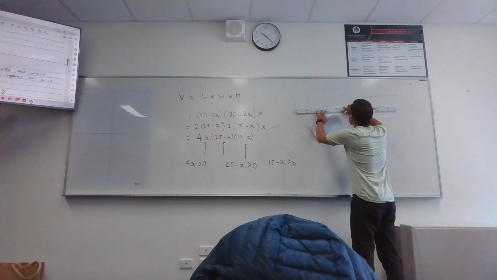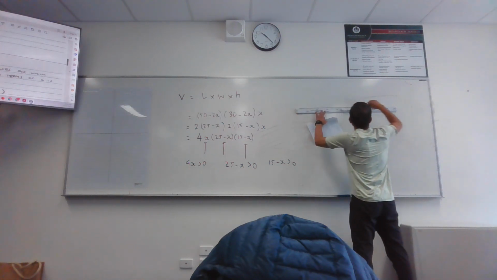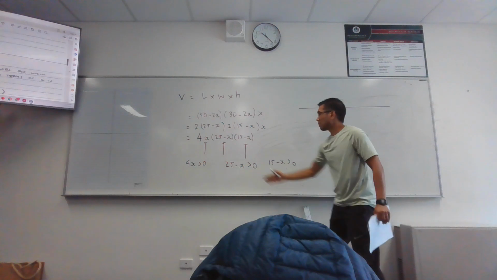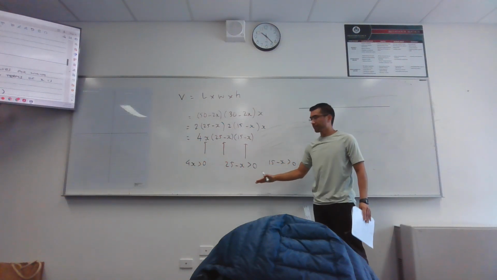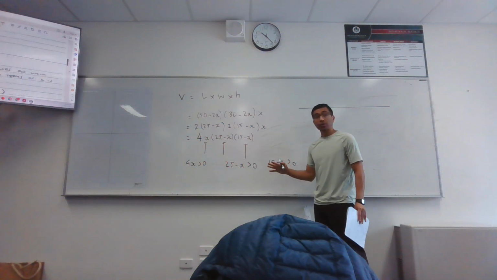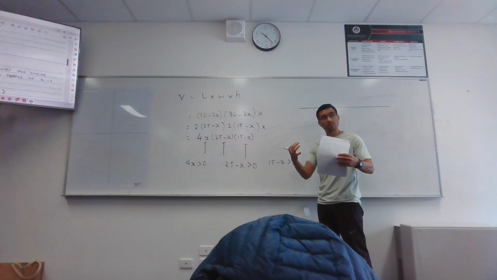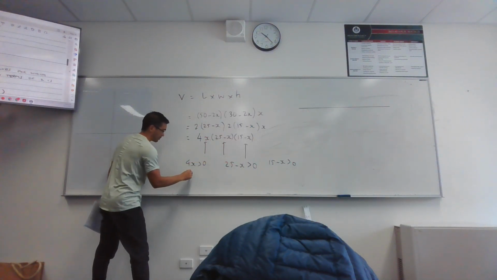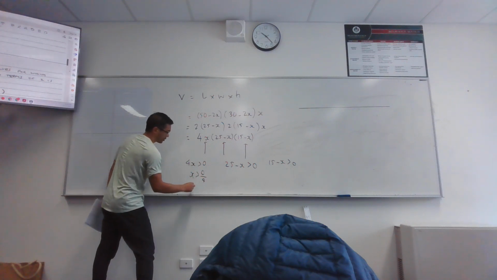But we must make sure each coexists as 1. First of all, let's tidy these up. X is greater than 0 over 4. So 0 divided by 4 is 0.